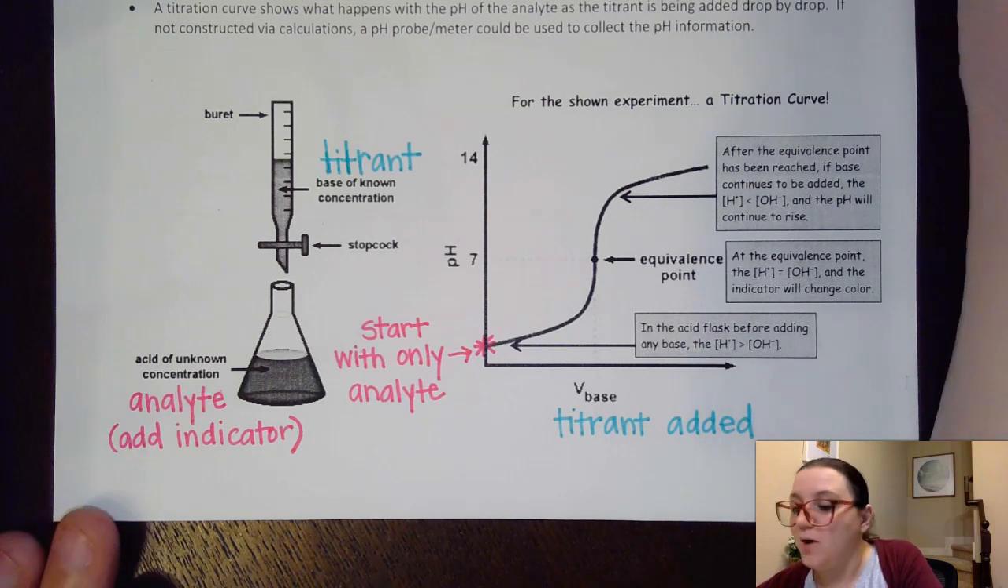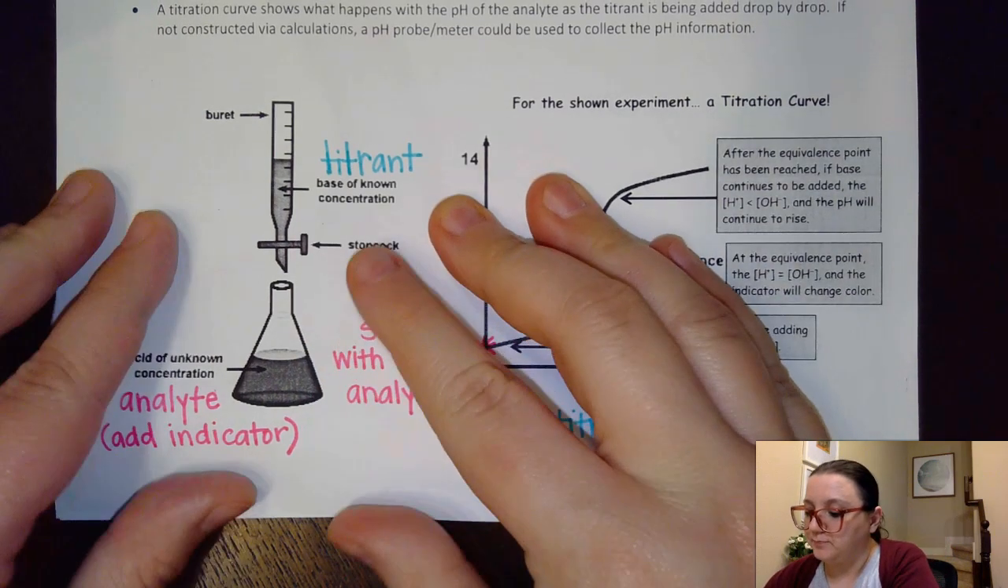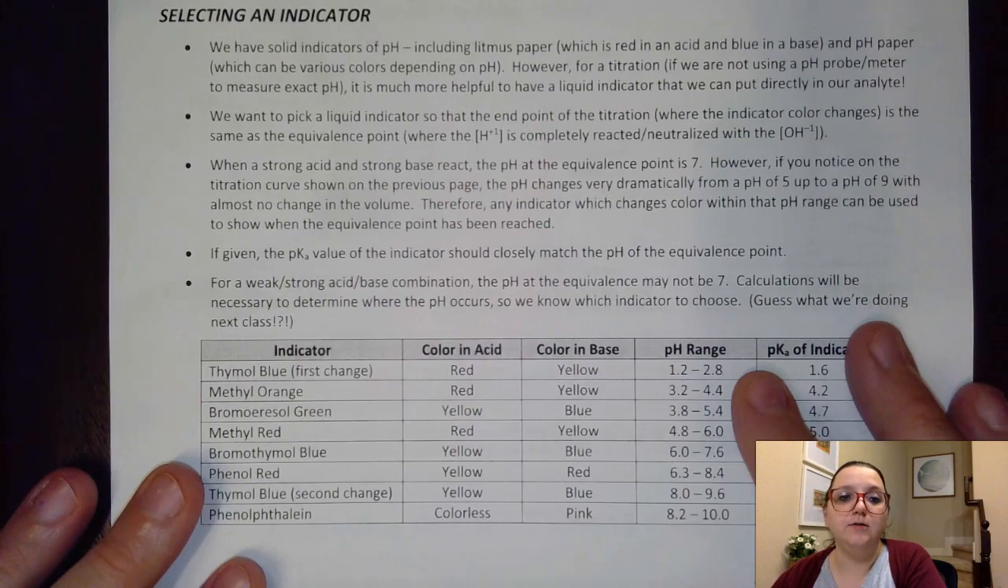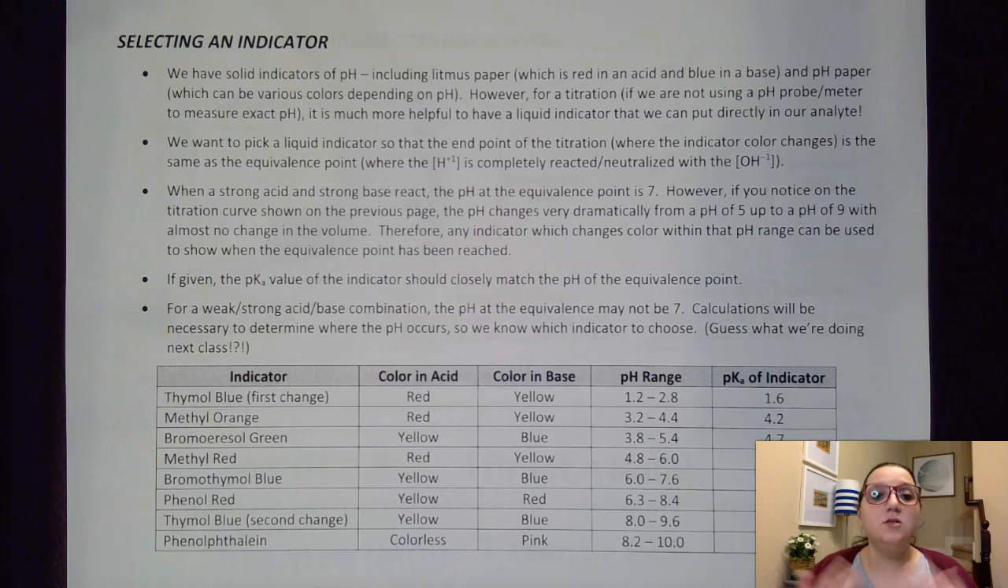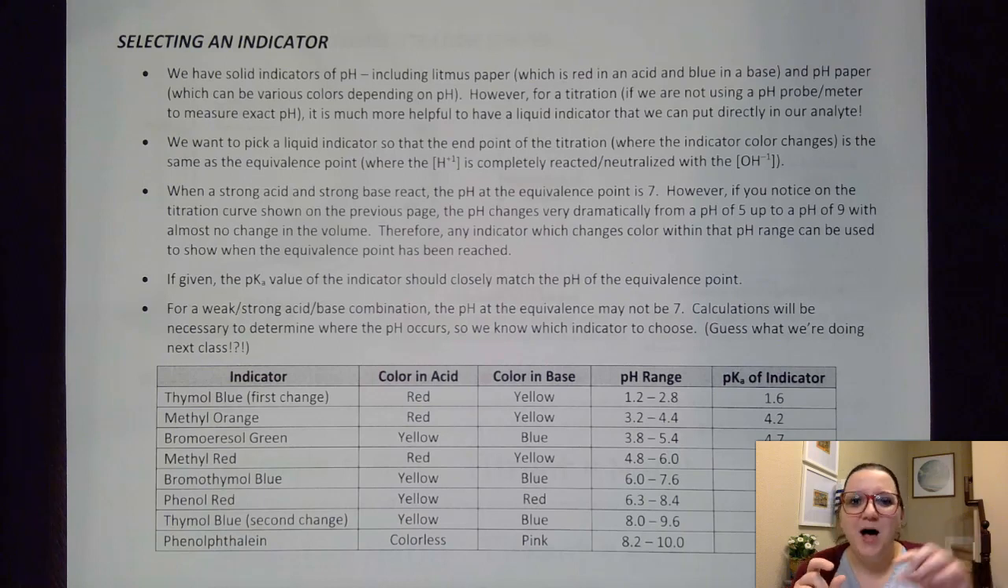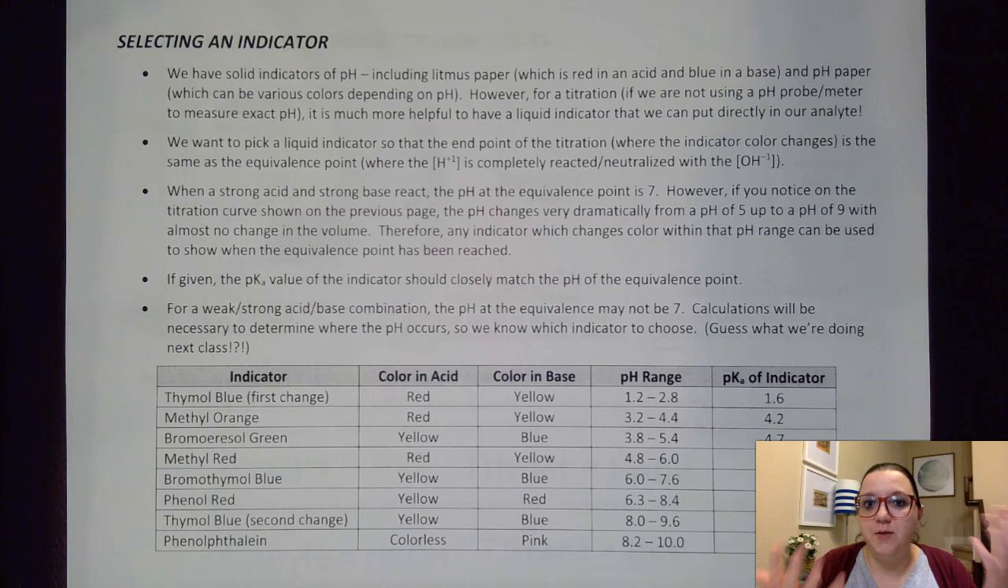So with that said, let's go ahead and flip the page and talk about selecting an indicator. Now, we do have some solid indicators of pH. Some of you might remember back from pre-AP using litmus paper. Litmus paper is this kind of tester paper. Those of y'all that have a pool, you might have tested your pool water with litmus paper. Litmus paper is red in an acid and blue in a base.